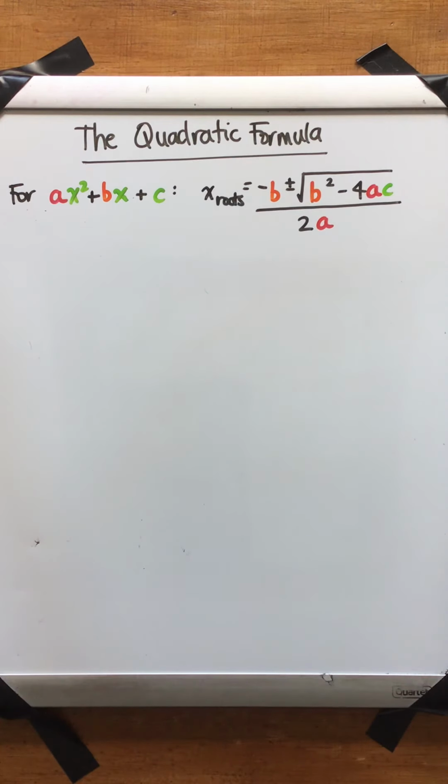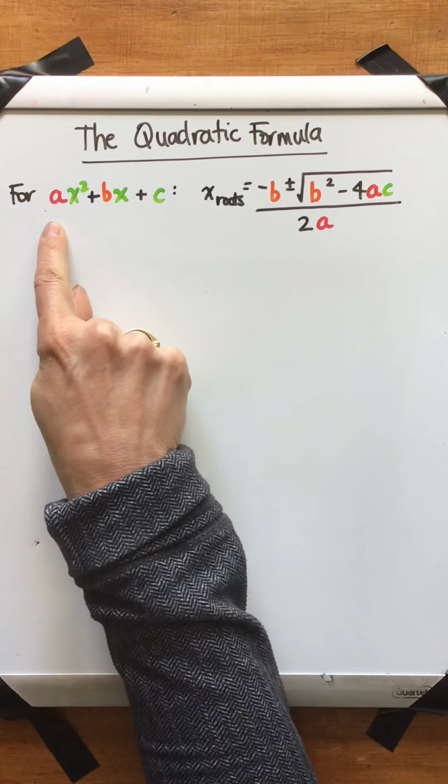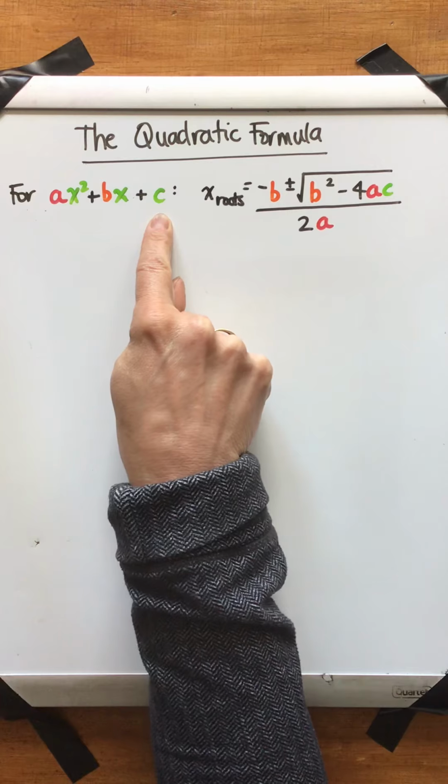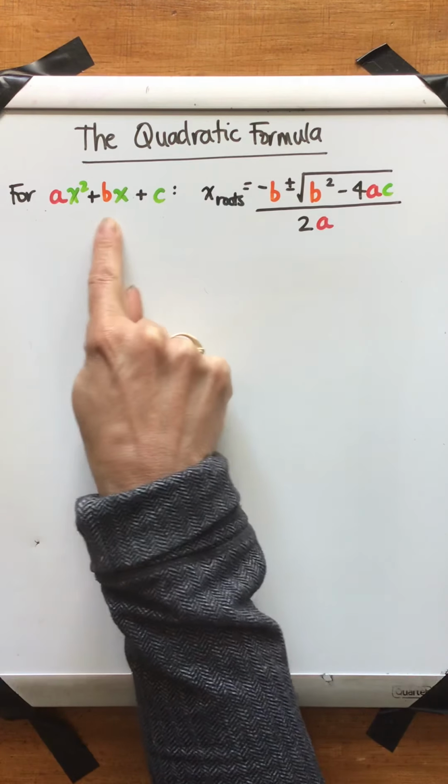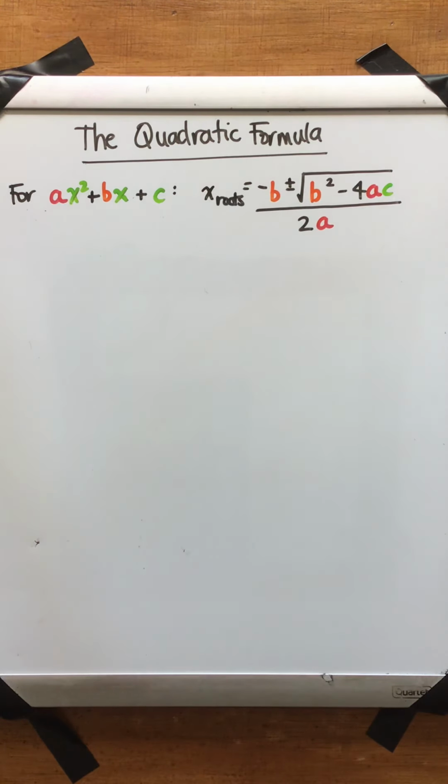In this video, we're going to add to your math toolkit one of the most powerful tools that you'll ever have in dealing with quadratics. And that tool is called the quadratic formula. To give you an overall idea of what it is, if you have a quadratic equation in the form ax squared plus bx plus c, in other words, it's in standard form.